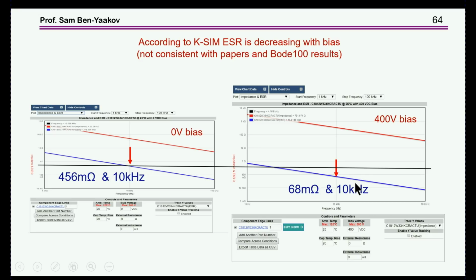Number one, that the capacitance is changing with voltage, and not all engineers really are aware of that. And number two, that the ESR is going up. And then therefore your estimation of losses should take this into account.